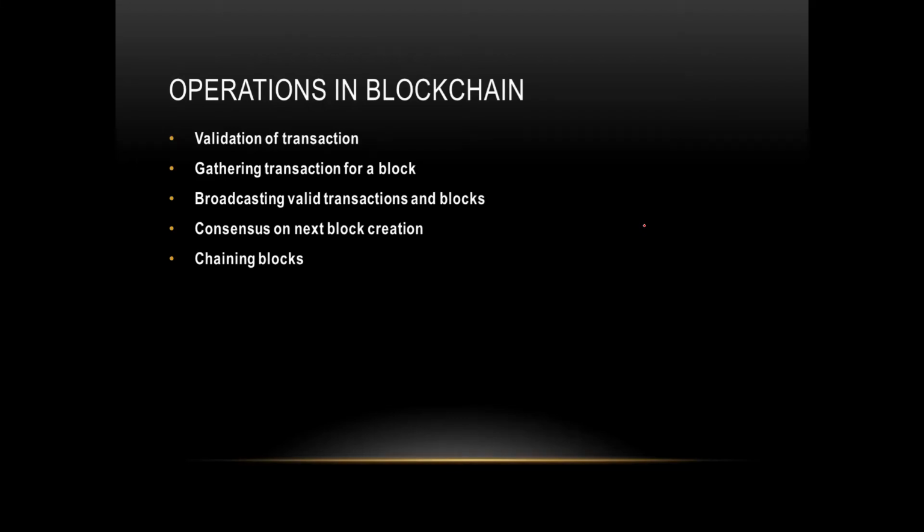Operations in blockchain. As I have covered in my previous course, there are many operations in blockchain. The validation of transaction, gathering of transaction for a block. So first the transactions are validated, then all these are gathered into the mining pool, then all these are gathered into a block to be mined, then broadcasting valid transactions and blocks. All this broadcasting is done into the network, the peer-to-peer network.